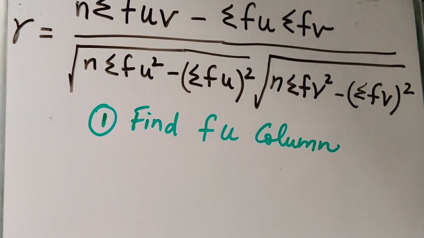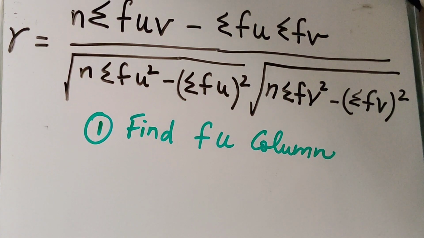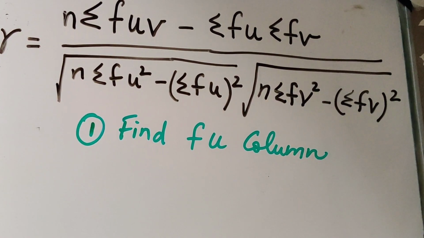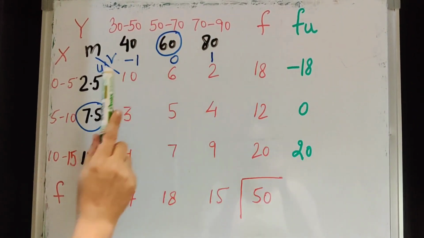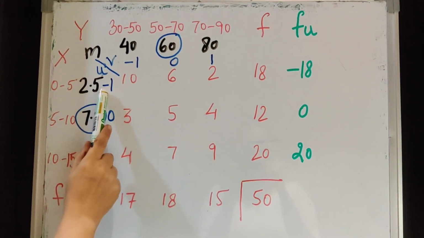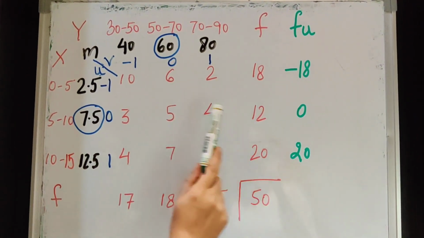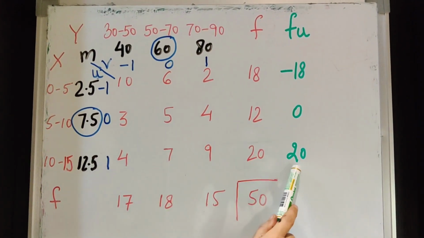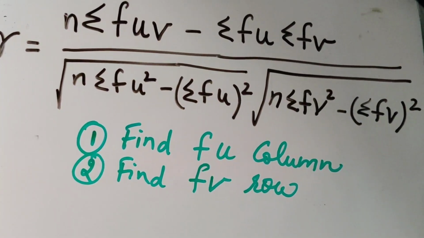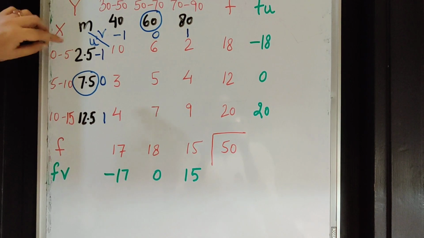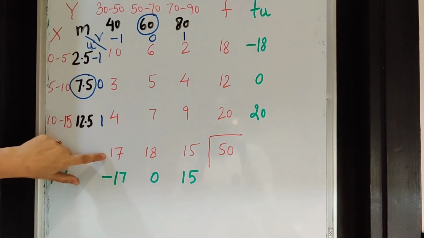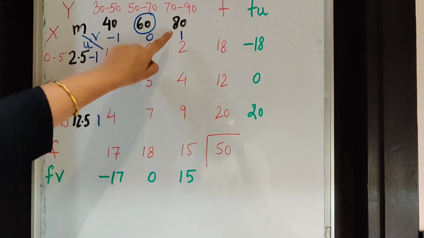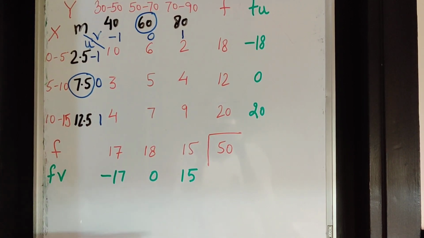After determining U and V, the next step is to find FU column. So for that, we have to multiply the frequency with U. 18 multiplied with minus 1, because U is representing minus 1, gives us minus 18. 12 multiplied by 0 gives us 0, and 20 multiplied by 1 gives us 20. We will also find FV row. So V is minus 1. When multiplied by 17, we get minus 17. V is 0. When multiplied with 18, we get 0. And 1 multiplied by 15, we get 15.